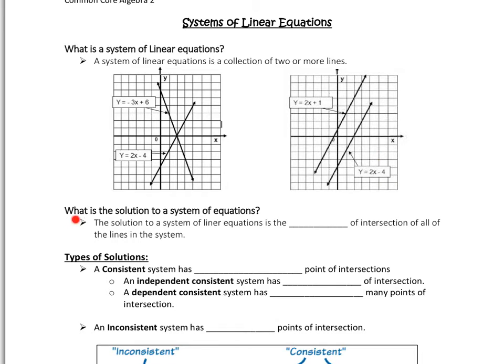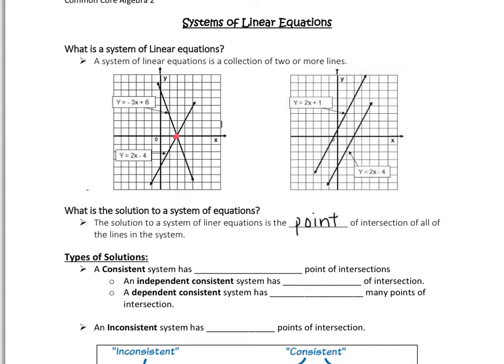Now, when we talk about a solution to a system of equations, we're talking about their point of intersection. So we can go ahead and put point in here. It says, the solution to a system of linear equations is the point of intersection of all the lines in that system. So let's look at this first example up here. This line here intersects with this line here at this point here, which I'll highlight in red. So if you want to find the solution to this system of equations, you just have to write that point.